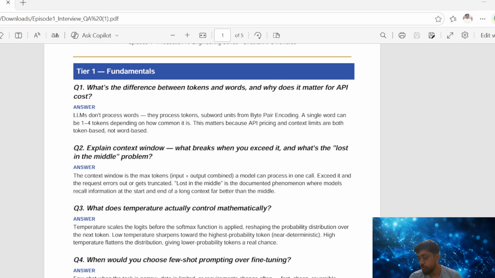Tokens are a very, very important concept in LLMs. LLMs will not always process the tokens as words. Okay, now coming to the next question.